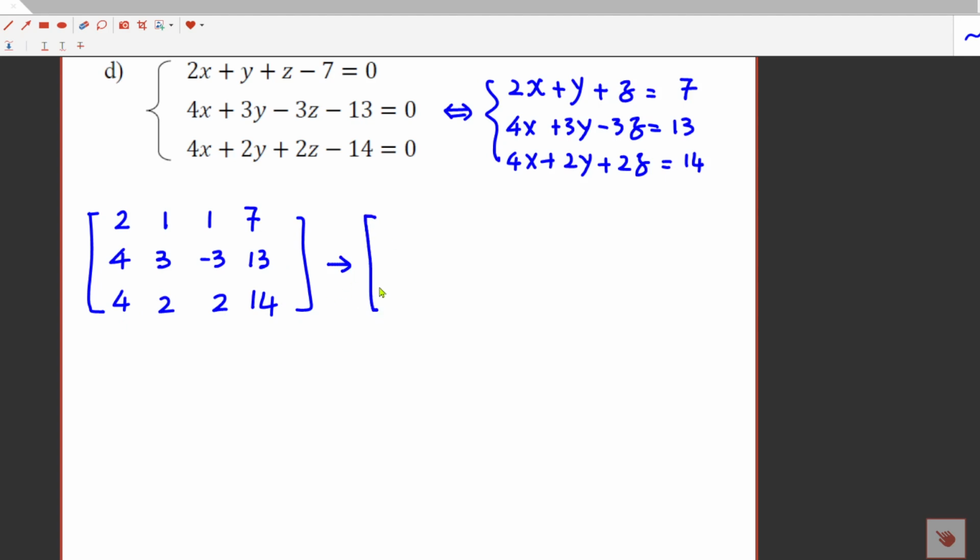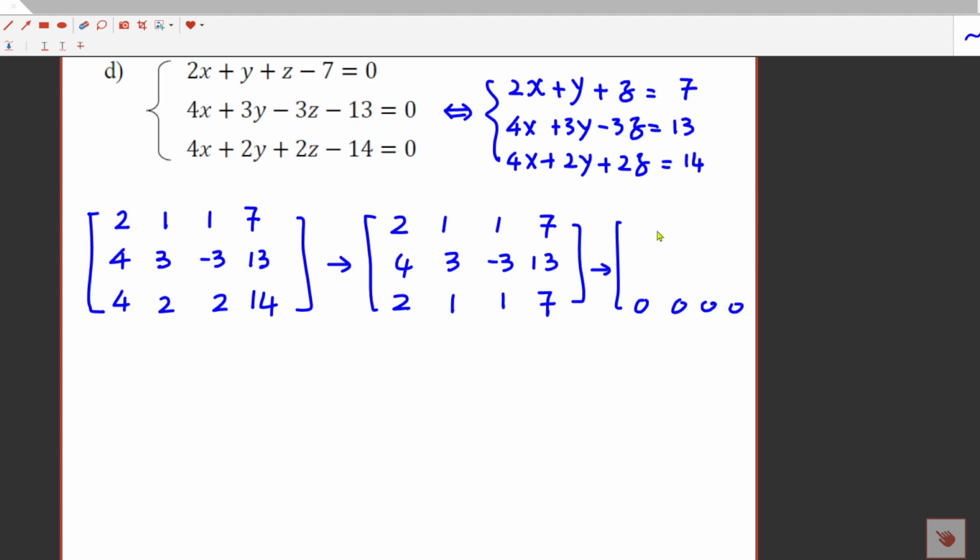And first of all, simplify the last row to 2, 1, 1, 7 by dividing it by 2. And notice that the first row is also 2, 1, 1, 7, right? Therefore, you can use the first row times -1 added to the last row, the third row. The third row becomes 0, 0, 0, 0, right?